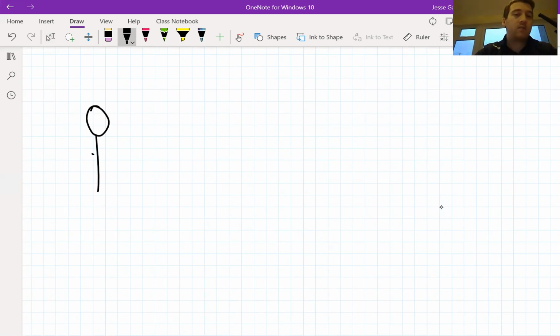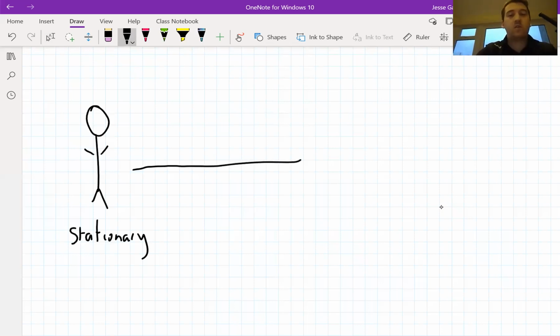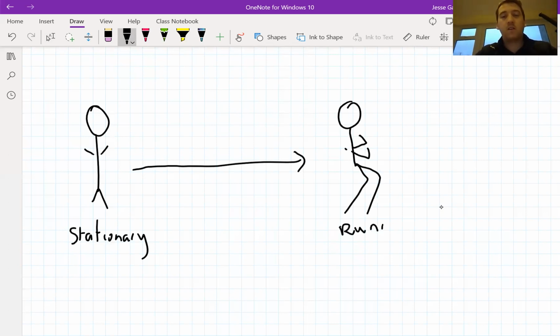here's a man, and the man is standing still. He's stationary. Stationary means he's not moving. And the man decides he's going to go for a run. So the man has gone for a run. So now he is running. Now the man went from not moving to moving.